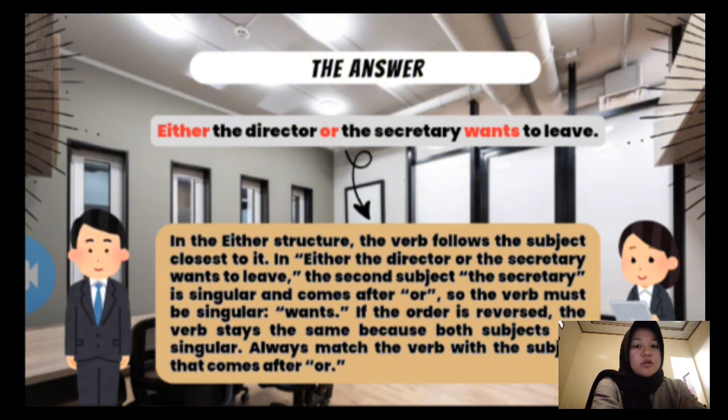Again, we don't use the director to choose the verb. We only focus on the secretary because it comes after or. That's why we say either the director or the secretary wants to leave. So remember, in either or sentences, the verb must always follow the subject that comes after or.